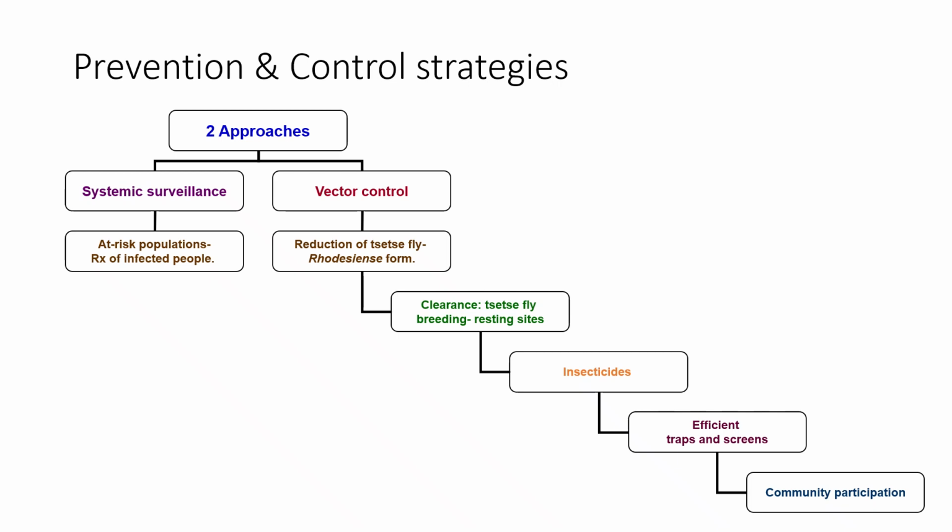Prevention and control, almost the same approach. Active surveillance: look for the cases actively and treat them very fast. Vector control: we reduce the tsetse flies. Look for the breeding sites, use insecticides, or use traps or screens that can prevent the bugs from getting into the house. All these have to involve community participation as well.